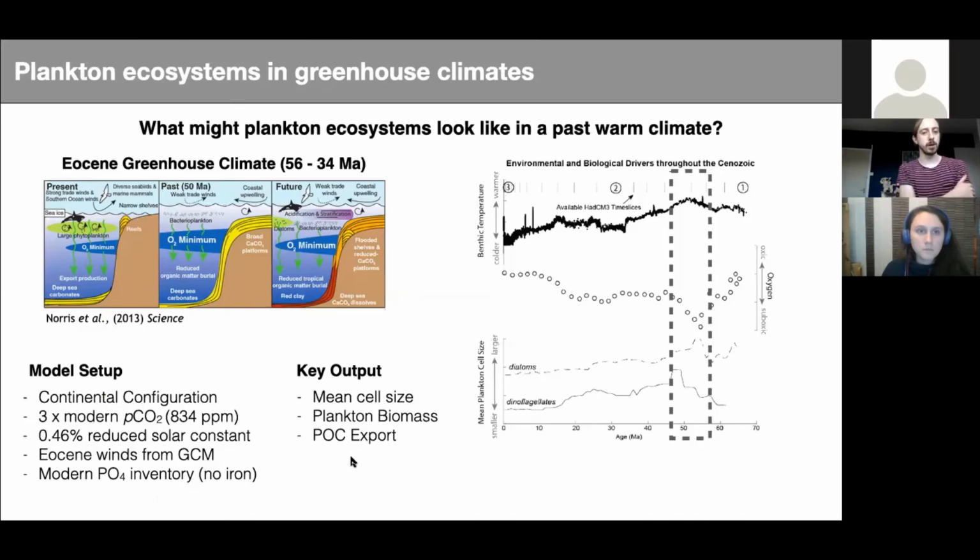So I'm going to look at mean cell size because we can measure this directly from the fossil record. So it's an immediate thing we can compare. Looking at plankton biomass, we can relate that to abundance of fossils in the fossil record. And we're looking at changes in POC export because that relates to the biological pump. And we're going to take a very exploratory approach by turning the model on for the Eocene, and we're going to try to pick apart the different components of what's driving the changes we see.